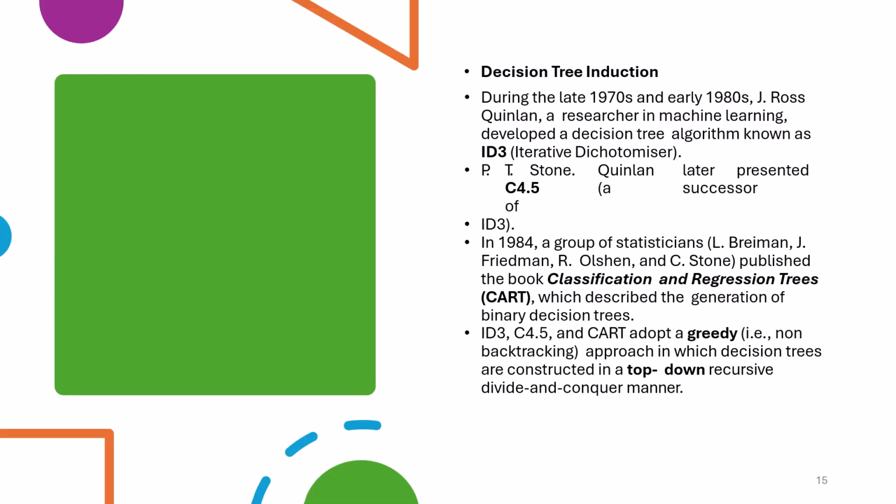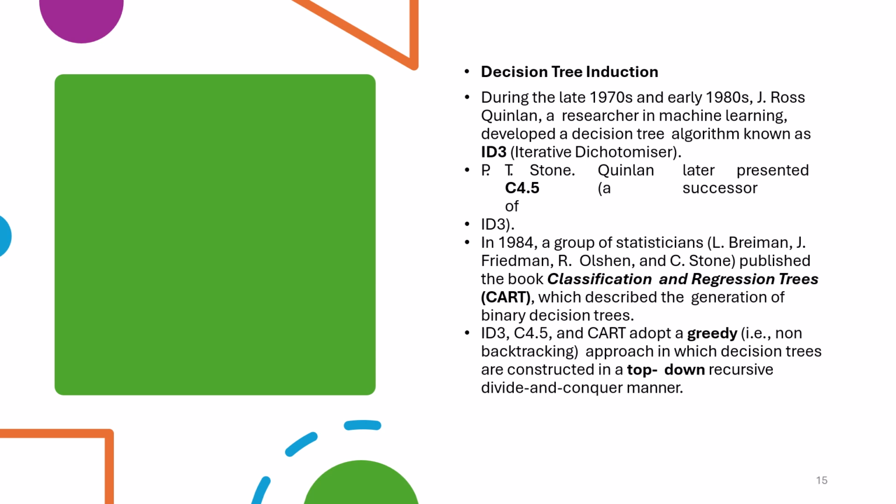Induction. During the late 1970s and early 1980s, Ross Quinlan, a researcher in machine learning, developed a decision tree algorithm known as ID3, Iterative Dichotomiser. Quinlan later presented the C4.5 algorithm, which is a successor of the ID3 algorithm.